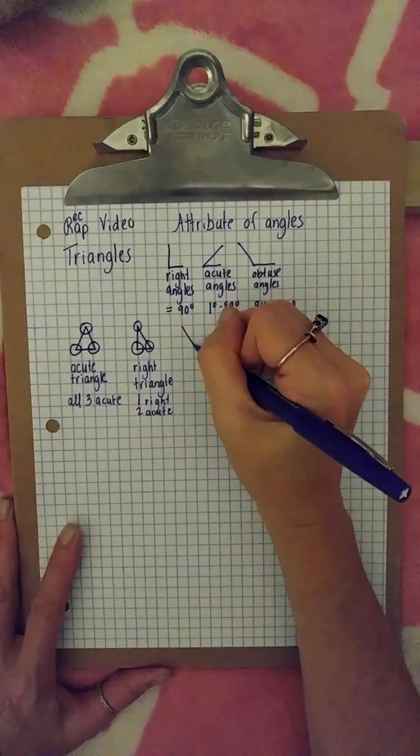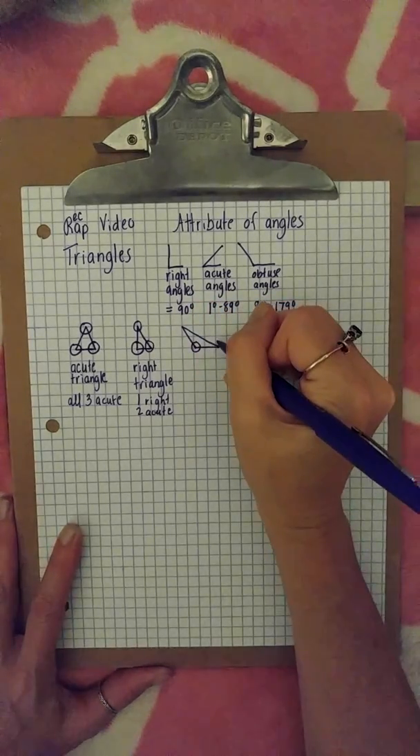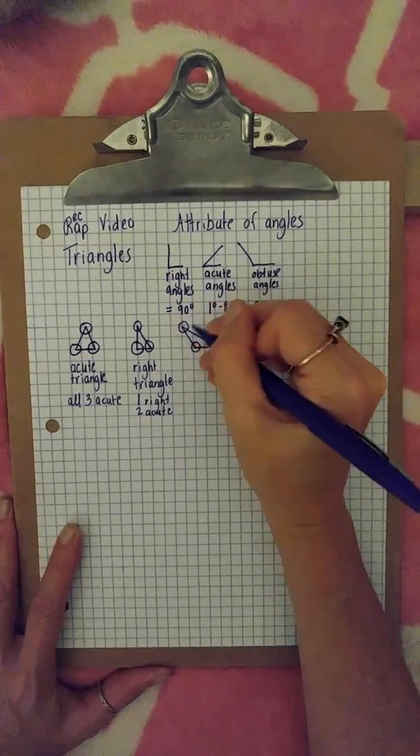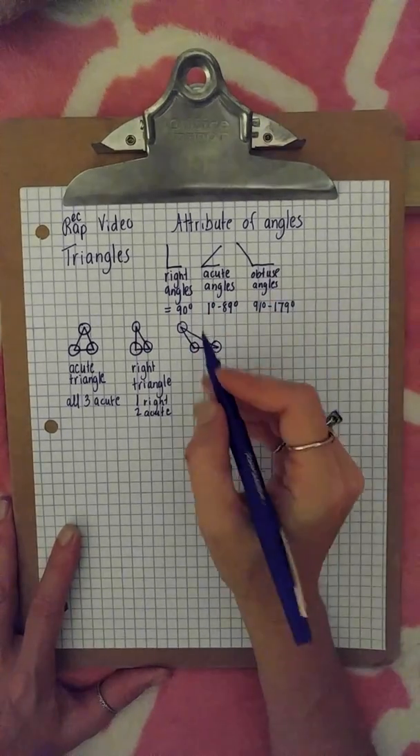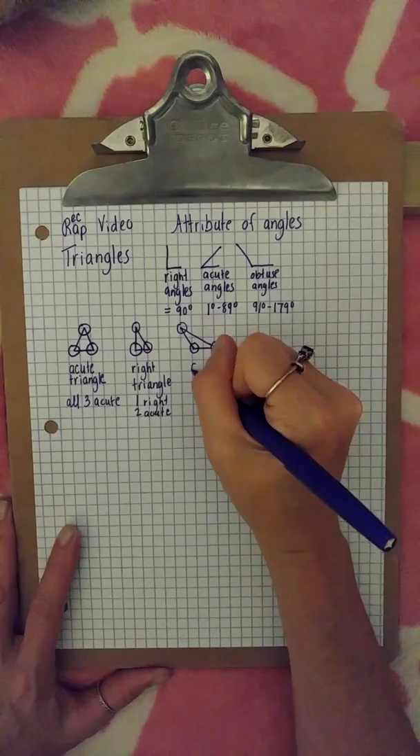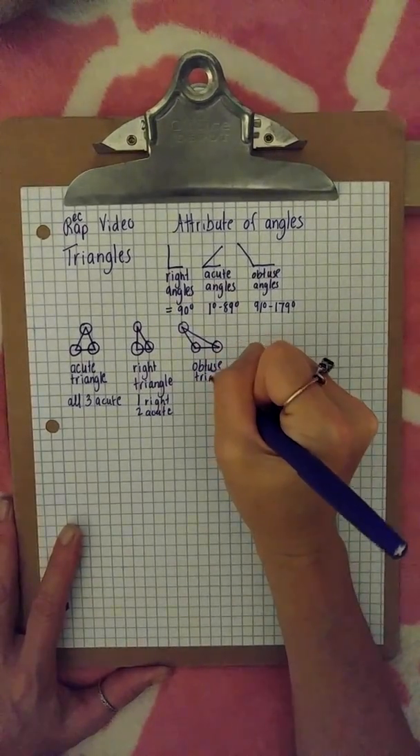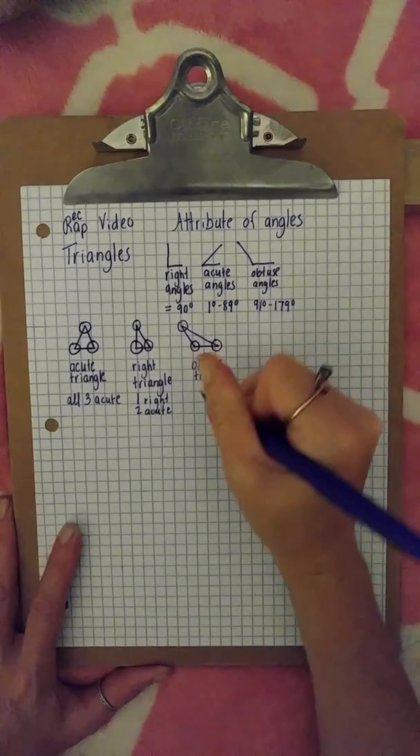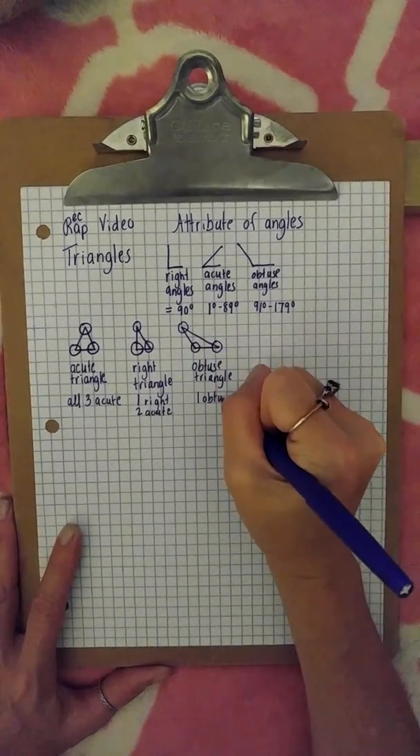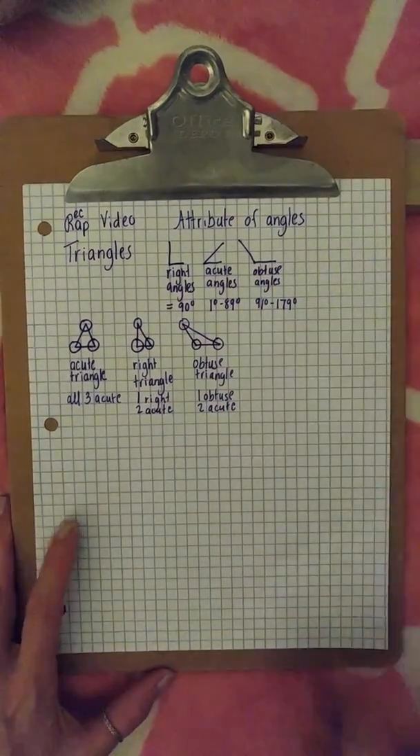And then we have our obtuse triangles. Again, we circle all the angles and we look, see how these make little triangles? This makes a larger type of triangle. So this is an obtuse triangle, and it's one obtuse angle, two acute. So they do need to remember that.